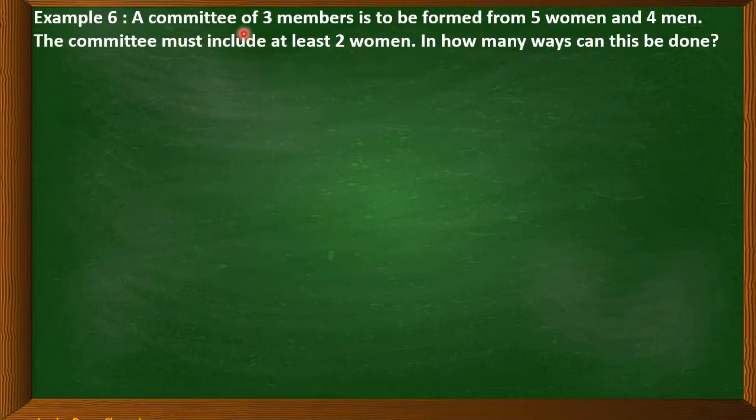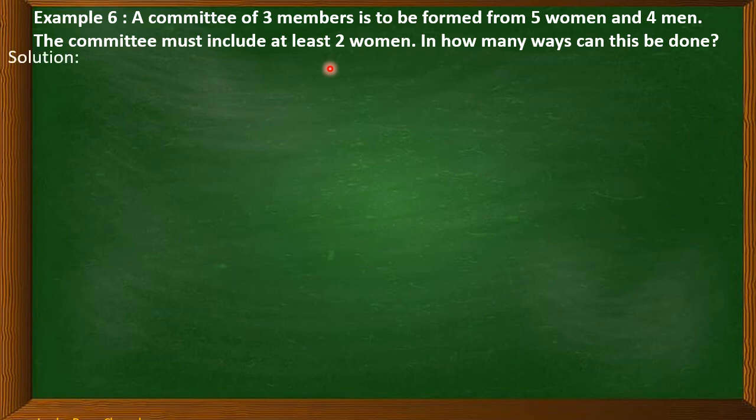Another example, a committee of 3 members is to be formed from 5 women and 4 men. The committee must include at least 2 women. In how many ways can this be done? Okay, the problem has a condition that a team must have at least 2 women. The word at least means it can be 2 or 3.